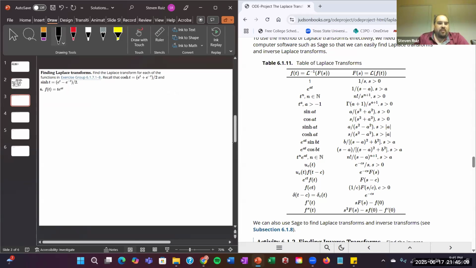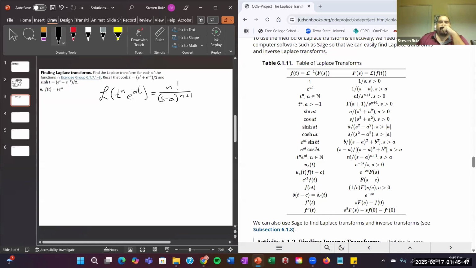All right, Laplace transform of t e to the at. So is there a slot for this? More or less, it's a little bit halfway down the table. So I know that the Laplace transform of t to the n times e to the at is equal to n factorial over s minus a to the n plus 1.